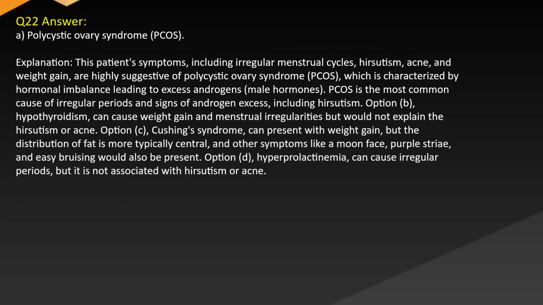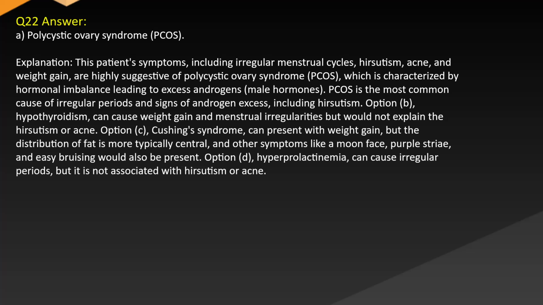Answer A, polycystic ovary syndrome, PCOS. Explanation: this patient's symptoms, including irregular menstrual cycles, hirsutism, acne, and weight gain, are highly suggestive of polycystic ovary syndrome, PCOS, which is characterized by hormonal imbalance leading to excess androgens, male hormones. PCOS is the most common cause of irregular periods and signs of androgen excess, including hirsutism.